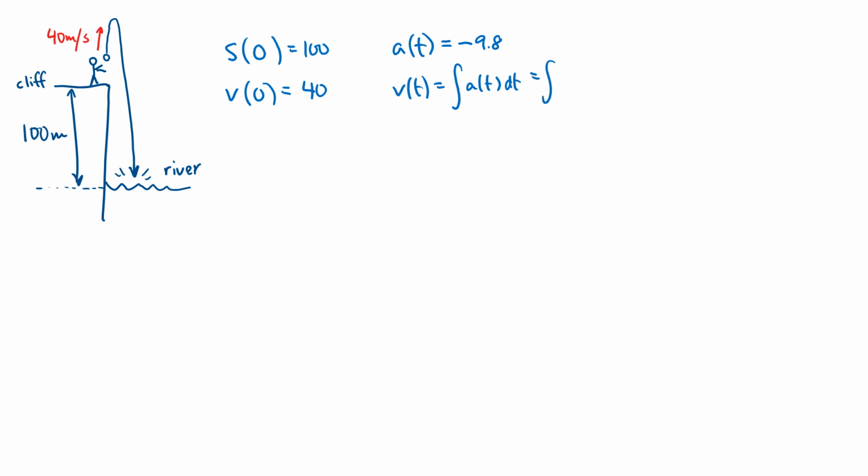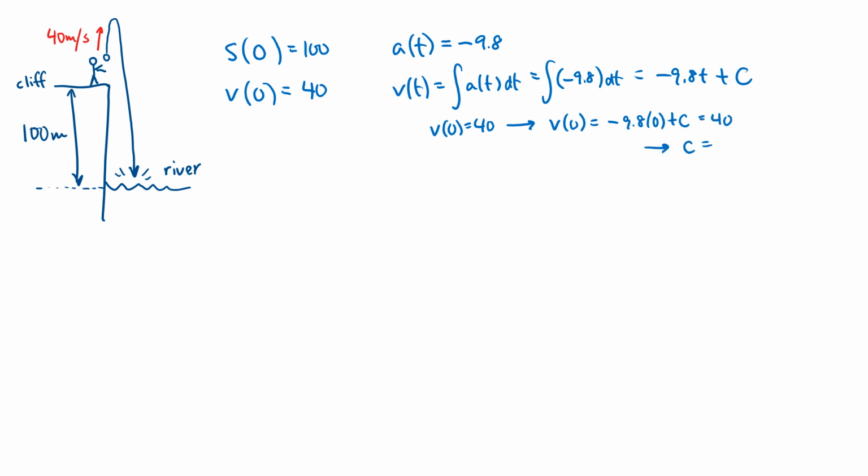That's going to be the antiderivative of negative 9.8, which is just negative 9.8t plus a constant. And now we're going to use the velocity initial value to figure out what that constant is. We know that v of 0 equals 40, so v of 0 is negative 9.8 times 0 plus c, but it also has to equal 40, so that means that c equals 40. So my velocity function is negative 9.8t plus 40.